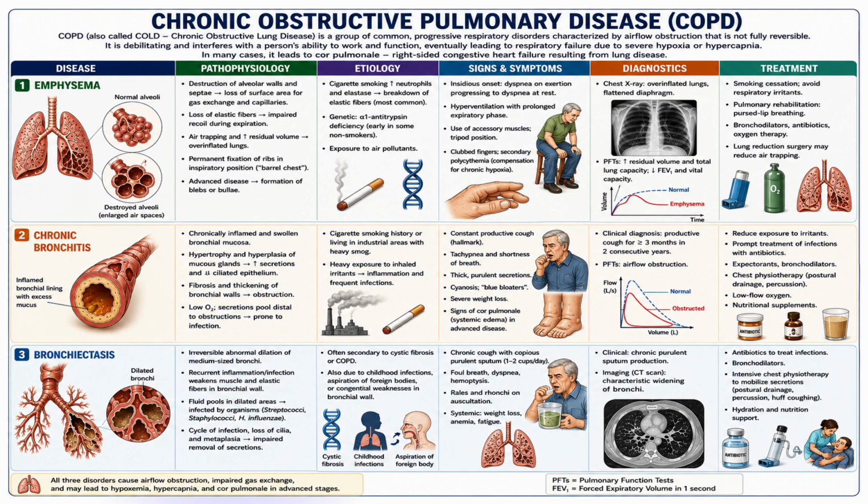And eventually, it leads to respiratory failure due to severe hypoxia or hypercapnia, and that's when they get admitted into the hospital, right? In many cases, it leads to the development of cor pulmonale, which is a right-sided congestive heart failure, which results from this lung disease. So some of the different types are emphysema. Emphysema is the obstruction, characterized by the destruction of alveolar walls and septae, including large permanently inflated air spaces.